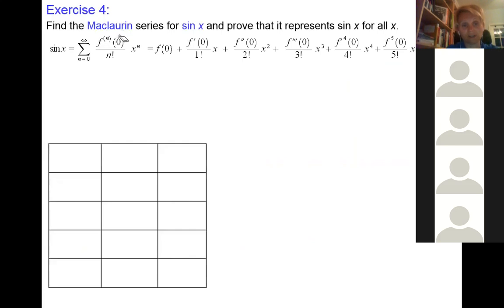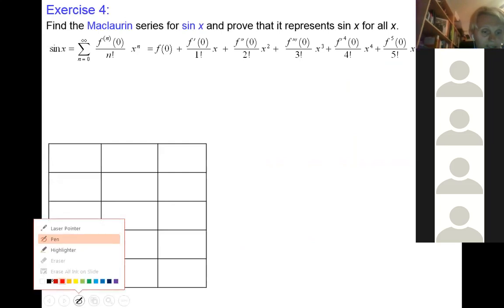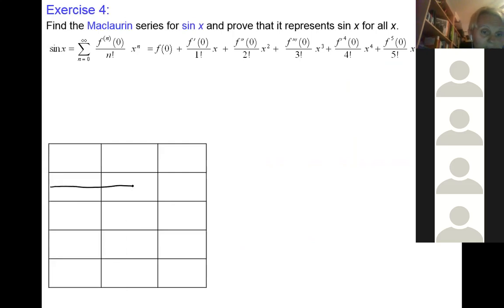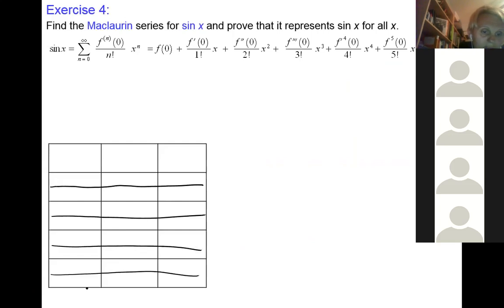The nth derivative at 0, over n factorial, x to the power of n. Value of the function, value of the first derivative at 0, second derivative, third, fourth, fifth, and so on. Okay, let's try to find the derivatives. I hope I can squeeze my writing. n is 0, 1, 2, 3, 4, 5, 6, maybe 7. The nth derivative, and then the nth derivative at 0. The 0th means just the function.